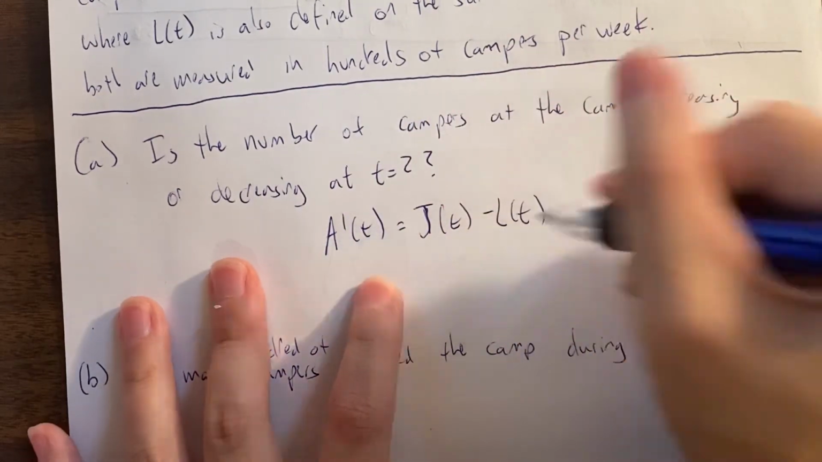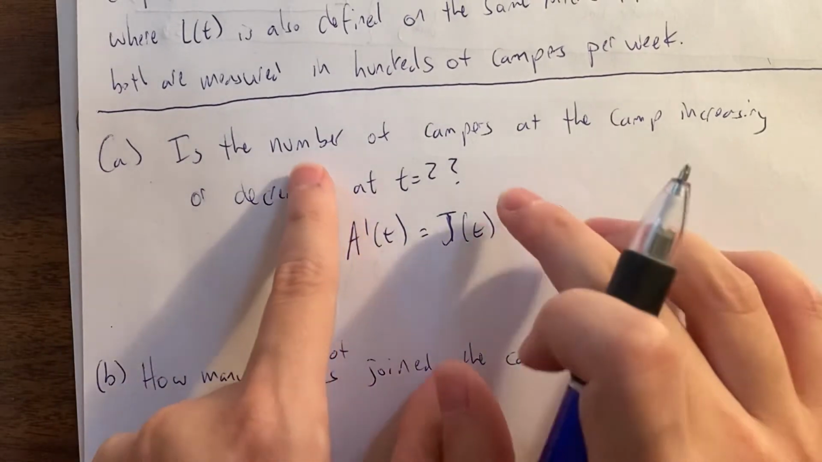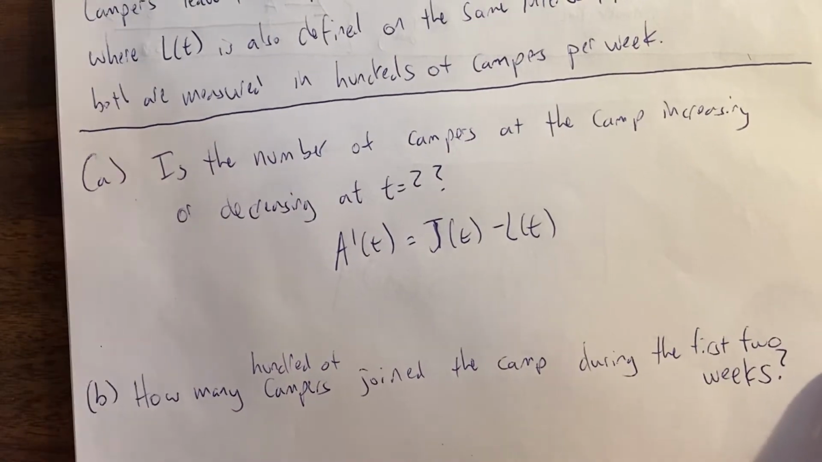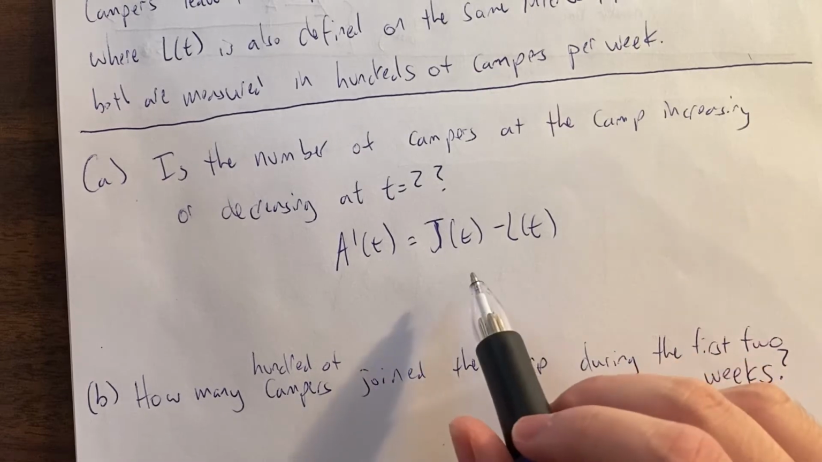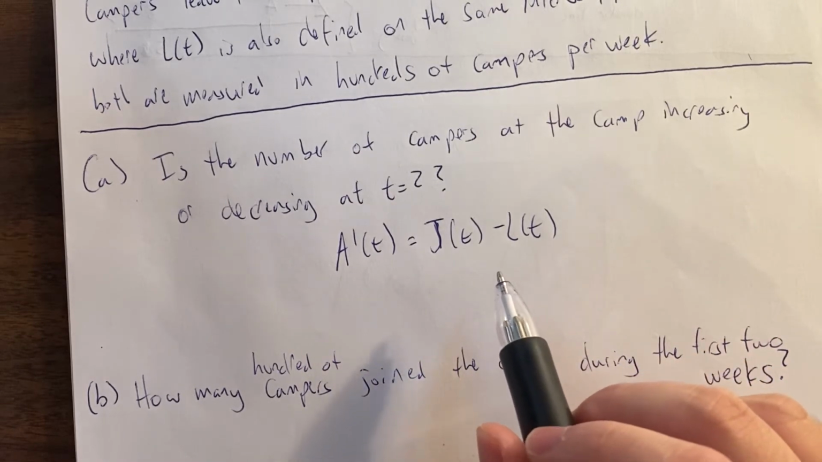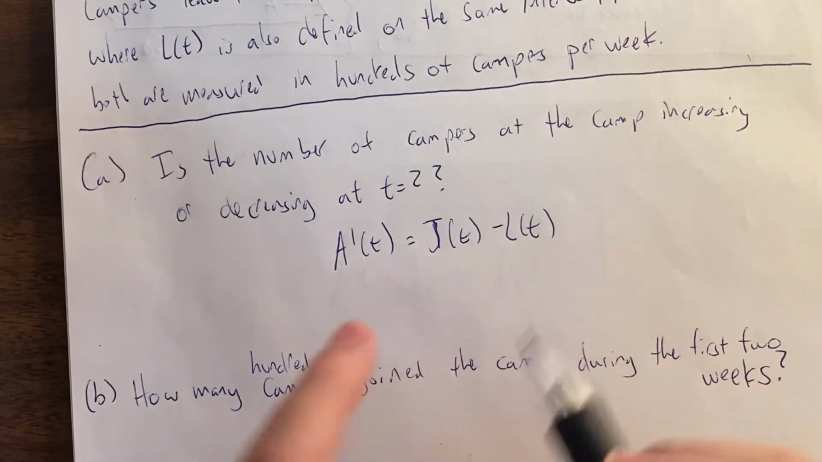minus L of t. And if you want to see if anything is increasing or decreasing, so for example, in this case, the amount of campers in the camp, what you want to do is take the derivative and just see if it's positive or negative. So again, that just entails seeing whether J of 2 minus L of 2 is positive or negative, because in this case, J of t minus L of t is the derivative.